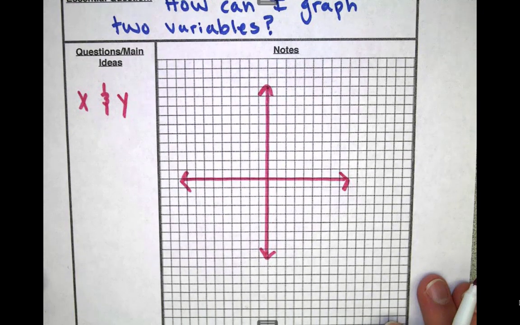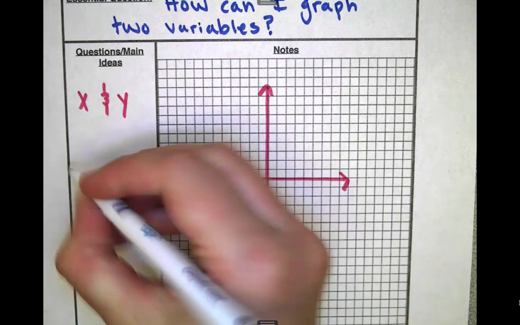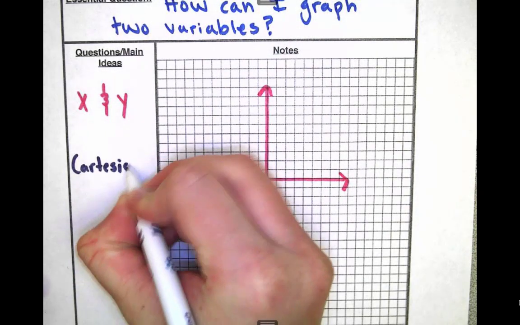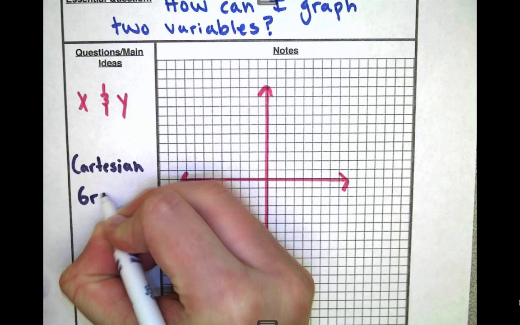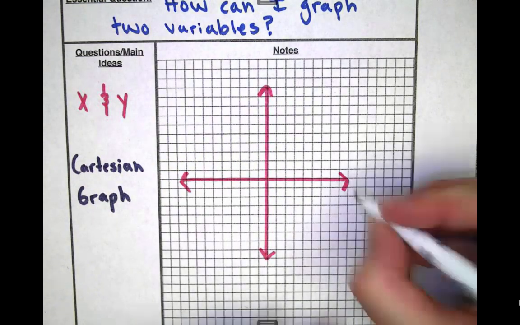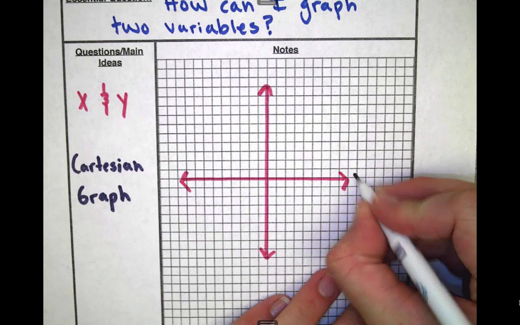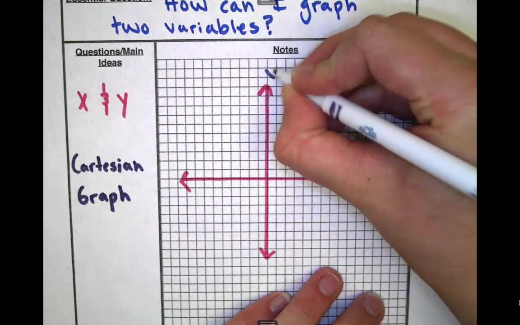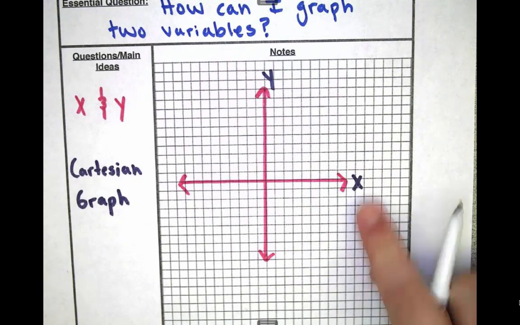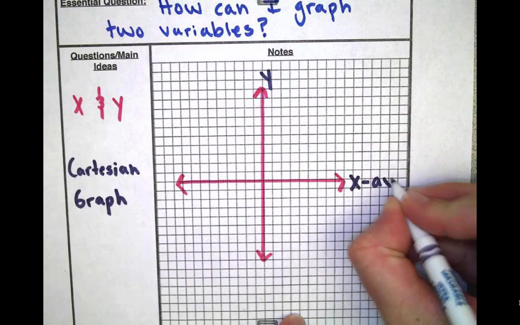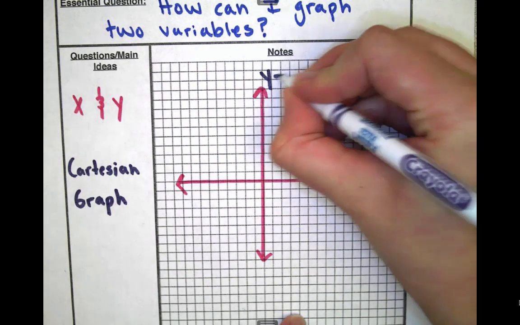So I have a few words that we're going to write down to kind of label this. So this is called a Cartesian graph. And really what it is, the horizontal line here measures the x variable and the vertical line measures the y variable. So we call this the x and the y axis. I'm going to write x axis and y axis.